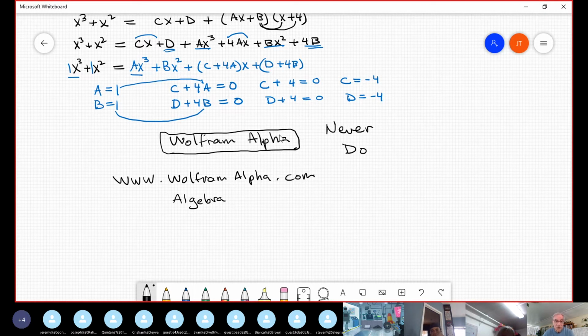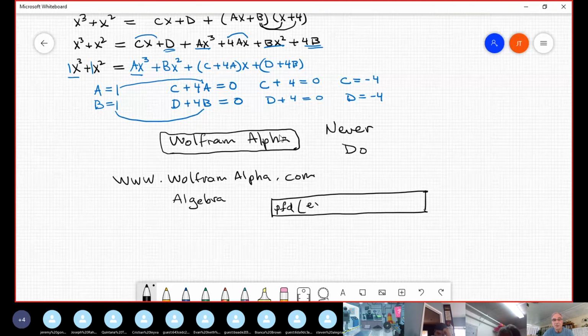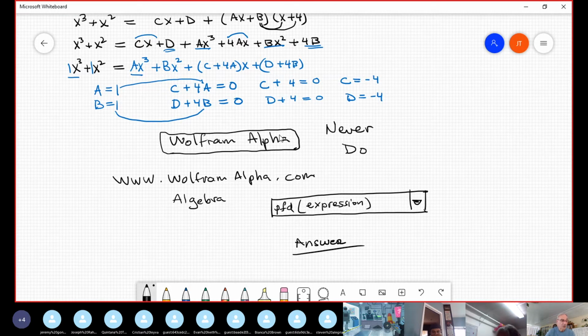So you go to the algebra, and specifically in the bar, you put equation or something. You put partial fraction decomposition, PFD, and you copy the expression. Close the parenthesis, and you press one button here, and it gives me the answer. Right? Let's do it.